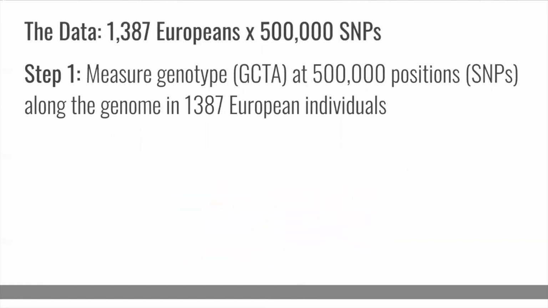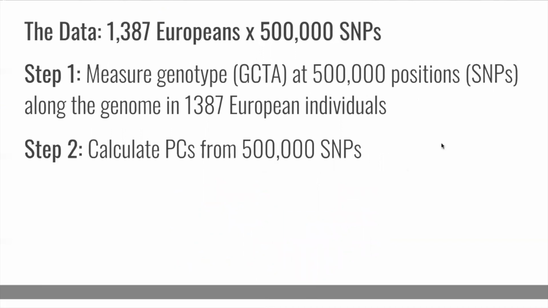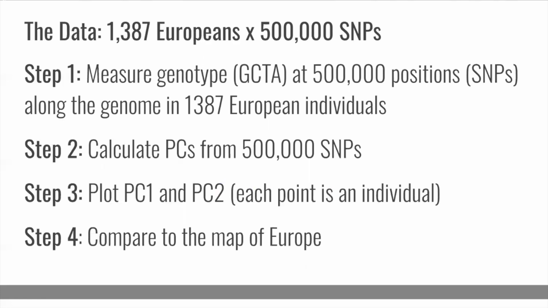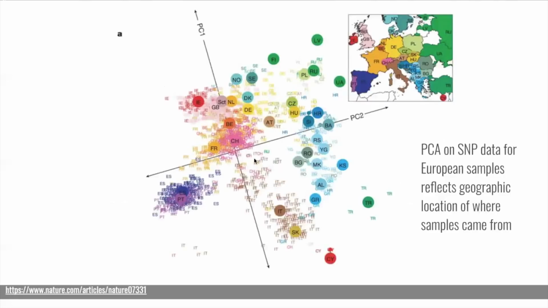So they used these data, they measured these genotypes, these SNPs, at 500,000 different places and a whole bunch of people. They calculated the principal components from these 500,000 features. And then they just looked at principal component 1 and principal component 2, where each point on this plot is an individual. And they compared these results to the map of Europe. Each person here is a different individual, and the letter has to do with their geographic ethnicity. So DE here would be Germany. And we can see the position on PC1 and PC2 recapitulates the map of Europe.